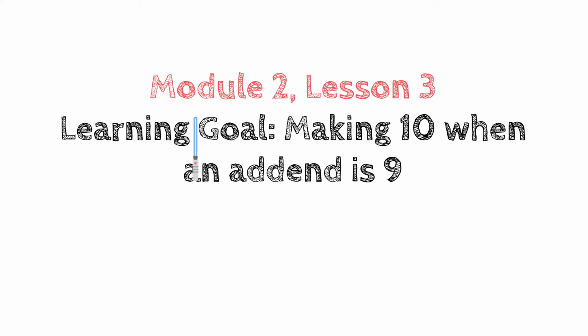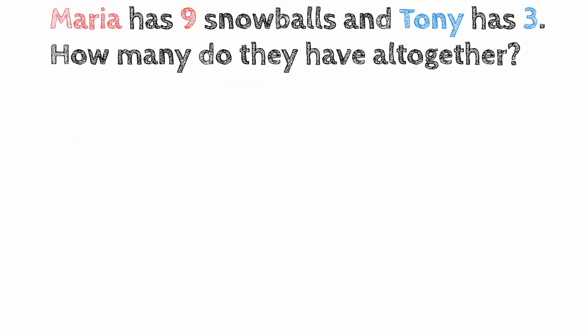We are going to be looking at Module 2, Lesson 3, where our learning goal is making 10 when an addend is 9. And an addend is, well, as Fancy Nancy would say, it's just a fancy way to say a number that we're adding in. Well, let's get started. Here's our first example that I want us to look at.